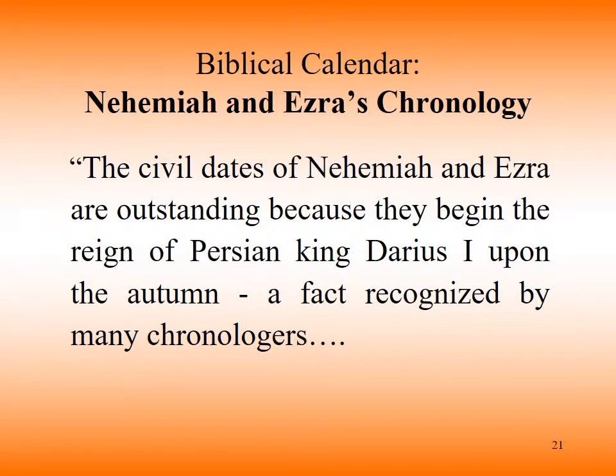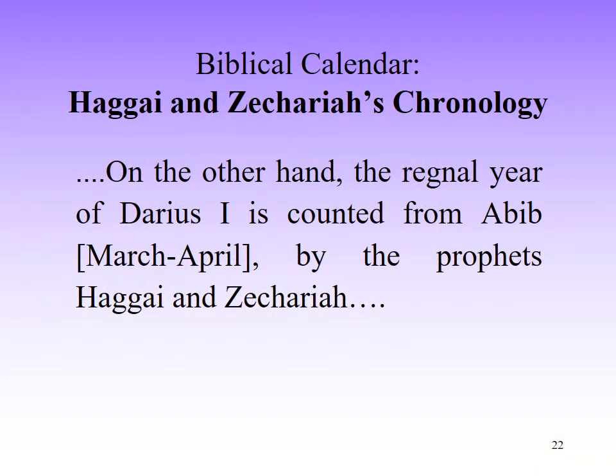The biblical calendar and Nehemiah and Ezra's chronology. The civil dates of Nehemiah and Ezra are outstanding because they begin the reign of Persian King Darius I in the autumn, a fact recognized by many chronologers. The biblical calendar, Haggai and Zechariah's chronology. On the other hand, the regnal year of Darius I is counted from Abib, corresponding to March-April Gregorian reckoning, by the prophets Haggai and Zechariah.